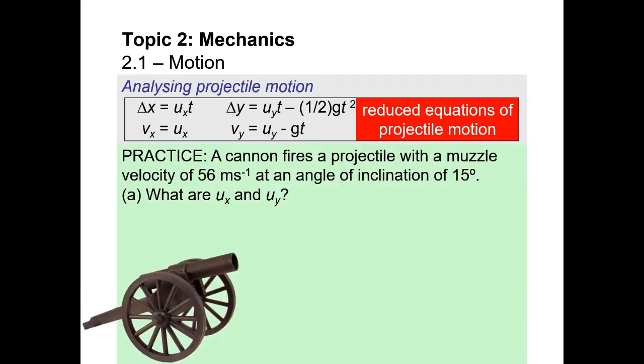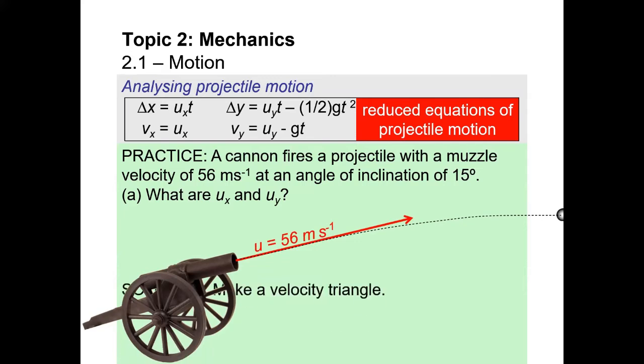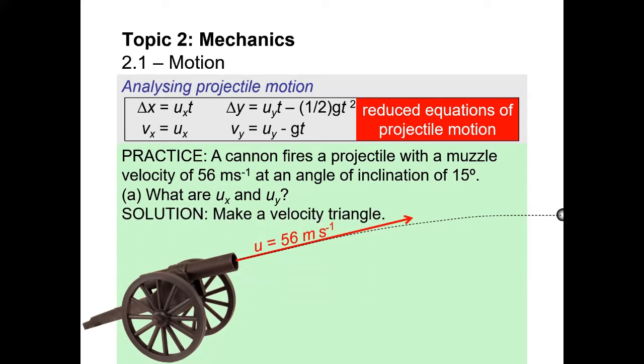A cannon fires a projectile with a muzzle velocity of 56 meters per second at an angle of inclination of 15 degrees. What are the initial velocity in x component and initial velocity in y component? Initial velocity 56 meters per second. Make a velocity triangle. Angle is 15 degrees. Ux and Uy.